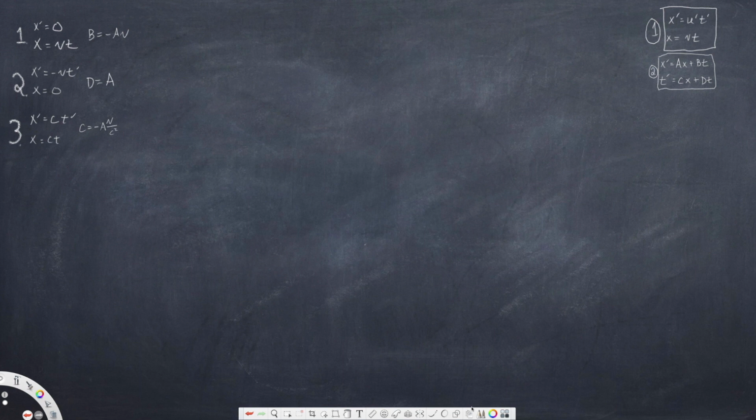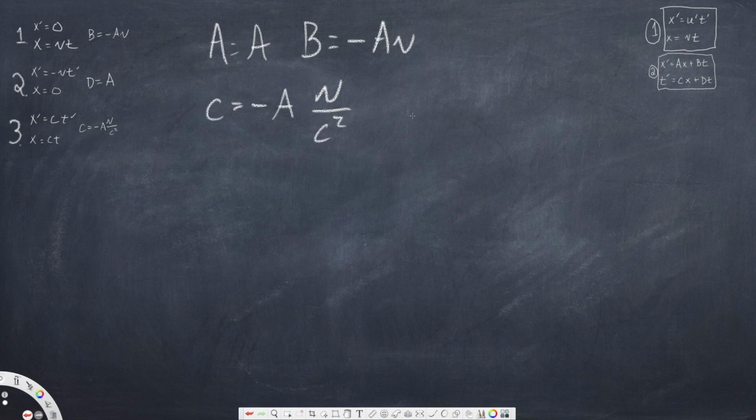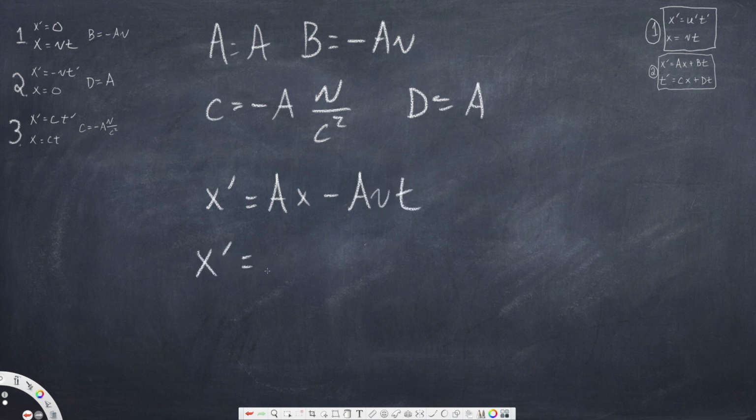And then we can find the Galilean relativity transformation for frame S prime. So we have a is a, b is negative a v, c is negative a v over c squared, and d equals a. So x prime equals a x minus a v t. So we can say that x prime equals a times x minus v t.